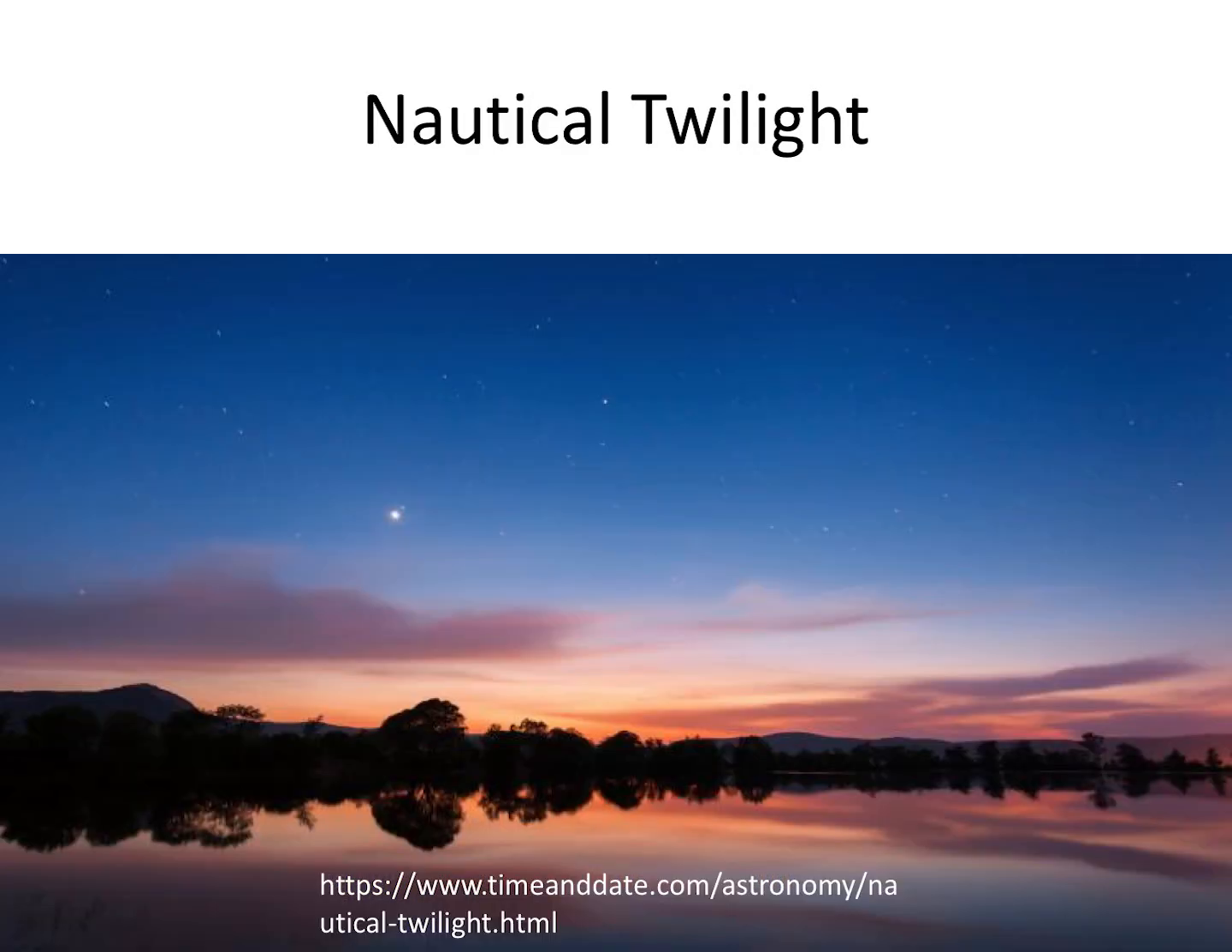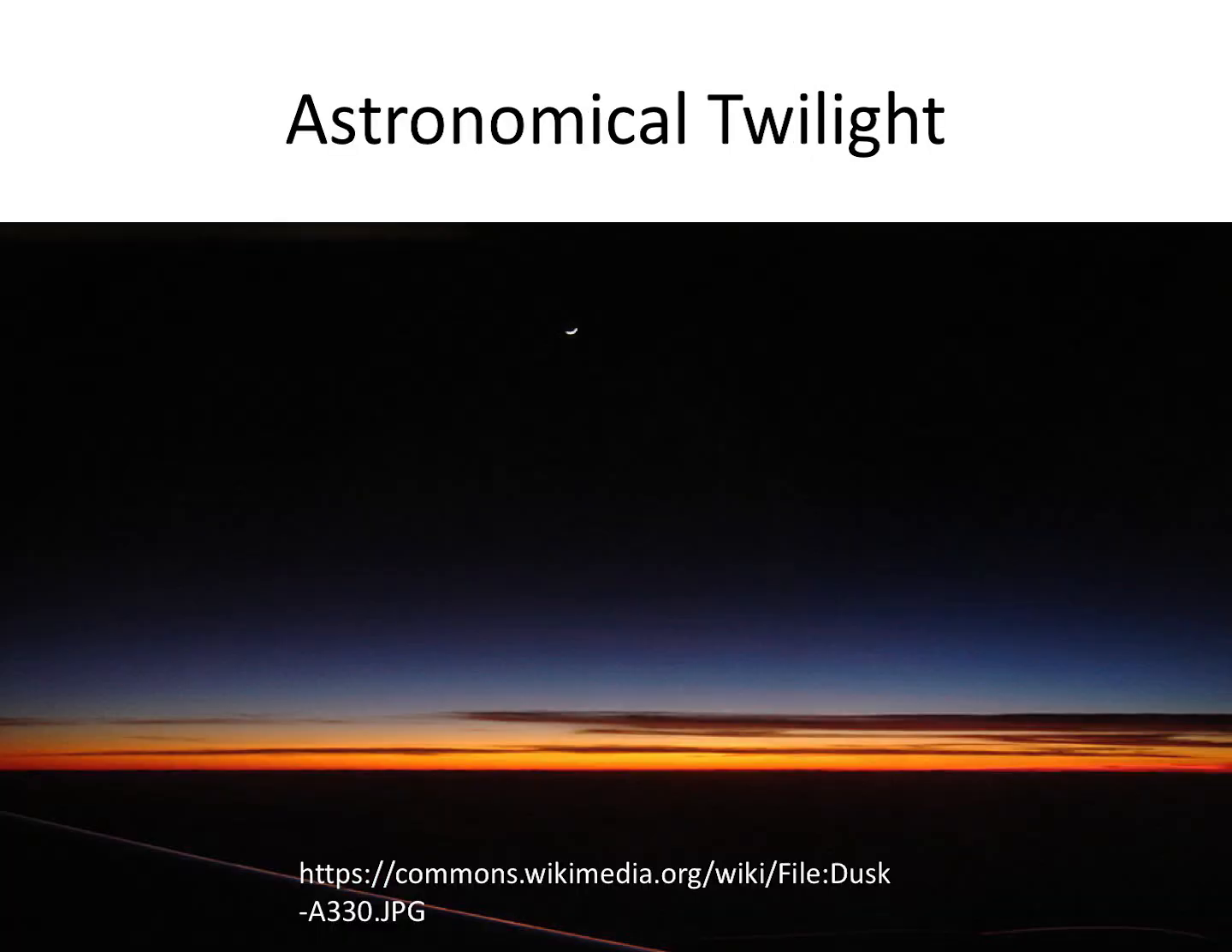Nautical twilight, it's beginning to get fairly dark, and actually it's called nautical twilight because at this time you can start to see stars in the sky. And so that's when sailors would be able to go out and use their instruments to find out where they were actually located. Astronomical twilight, just a little bit of light left, lots of stars very visible.